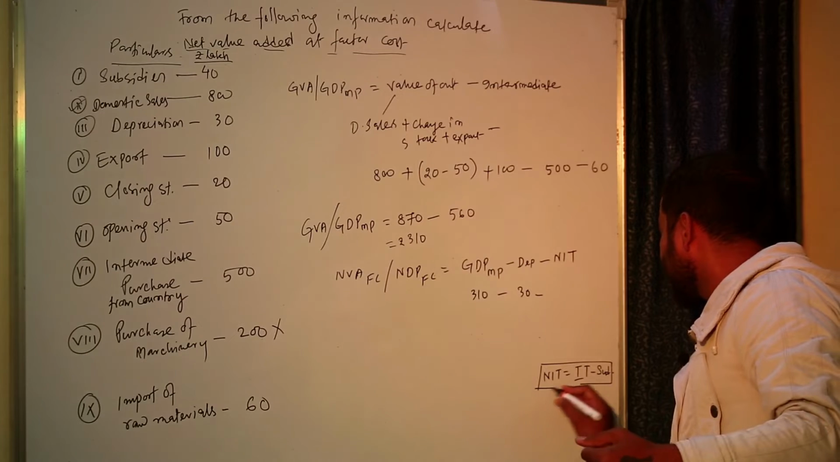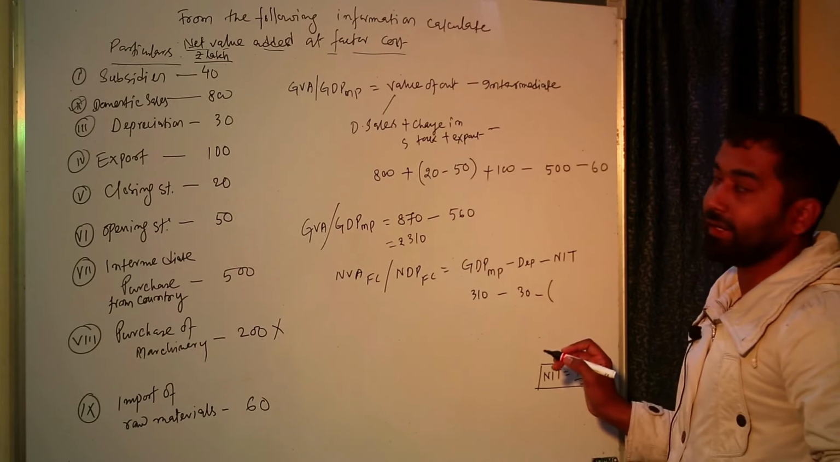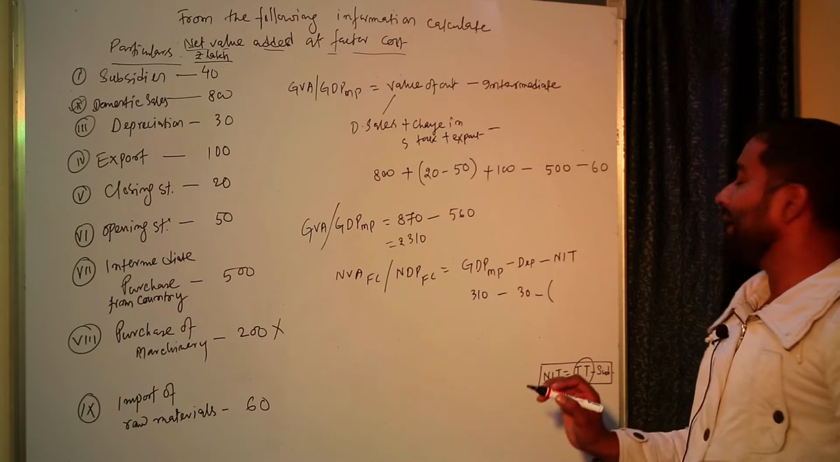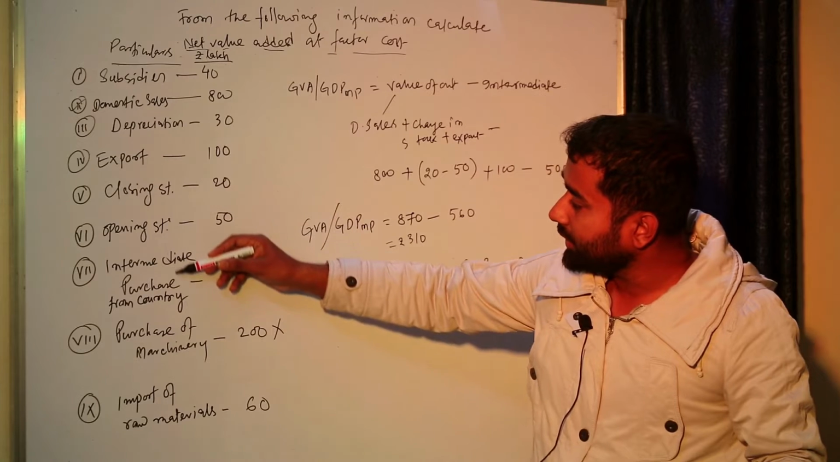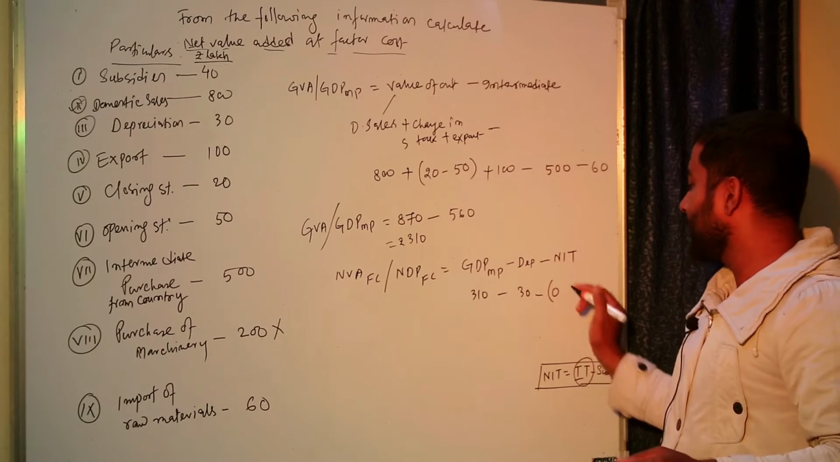That we already know. So in place of NIT, not given, I should find out NIT. Now NIT not given, so I should find out IT, indirect tax. Anywhere? No. Indirect tax also not given, so I am thinking here 0.